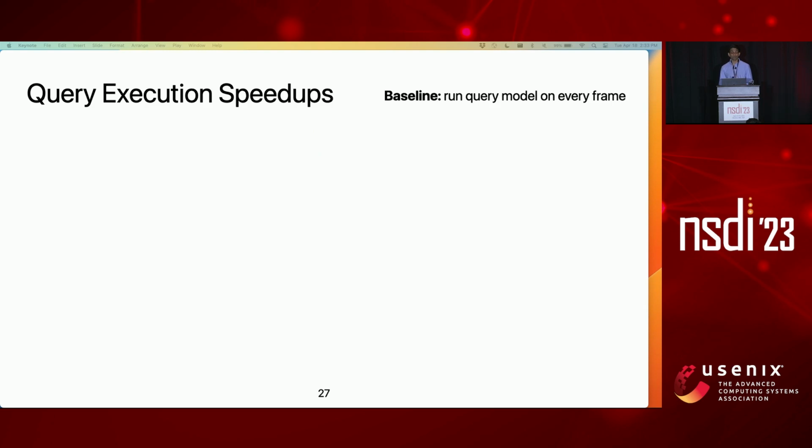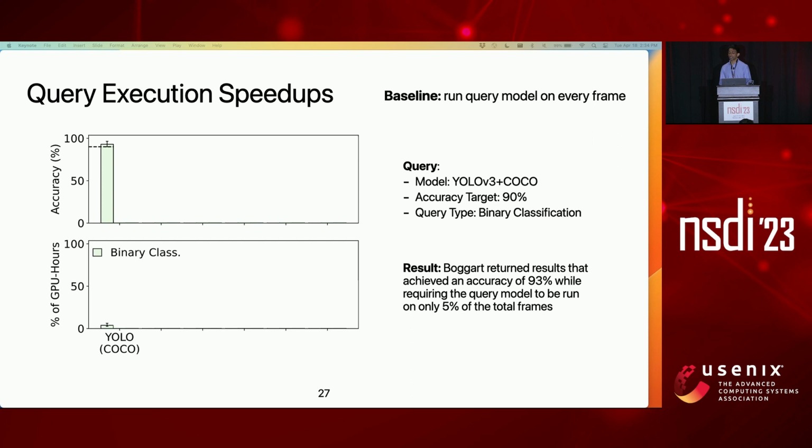First, we evaluate Boggart's query response times relative to a naive baseline that runs the model on all frames. For example, consider the following query: a model that's YOLO v3 trained on the COCO dataset, an accuracy target of 90%, and a binary classification query. For this query, the output of Boggart achieves an accuracy of 93%, thereby meeting the target. And Boggart does this while only having to run the full query model on only 5% of the total number of frames in the video.